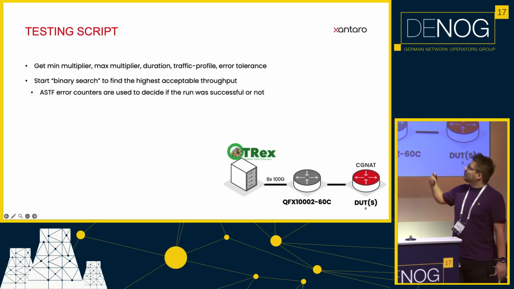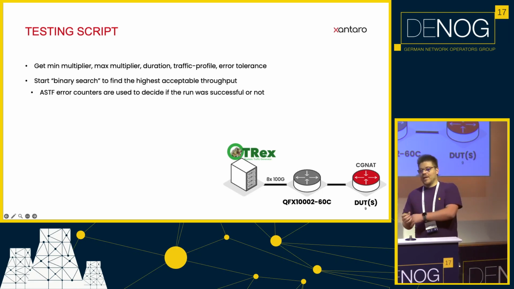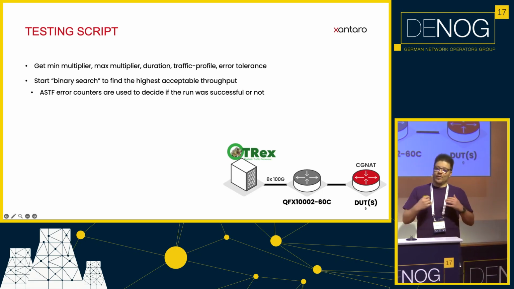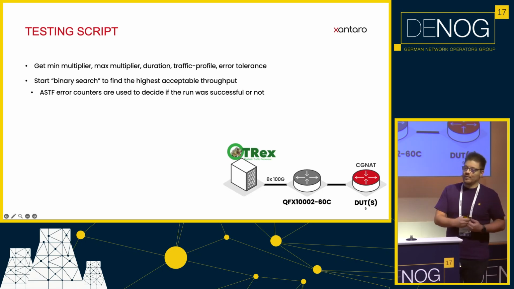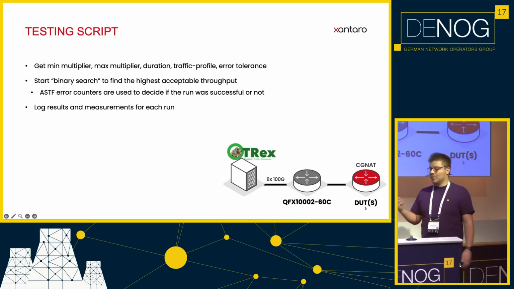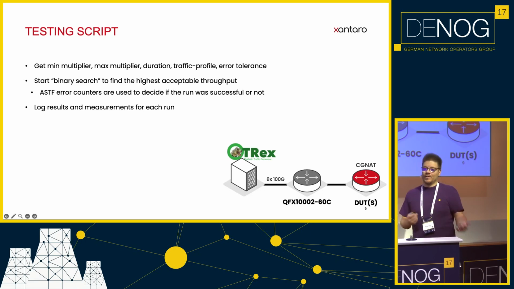And after that, depending on if we see a lot of errors in the packets or not, we continue with a higher or lower multiplier. The error detection here just looks at how many packets did I send and how many of these had errors. Okay. And of course, we need to log all the results so that we can later analyze and visualize them.